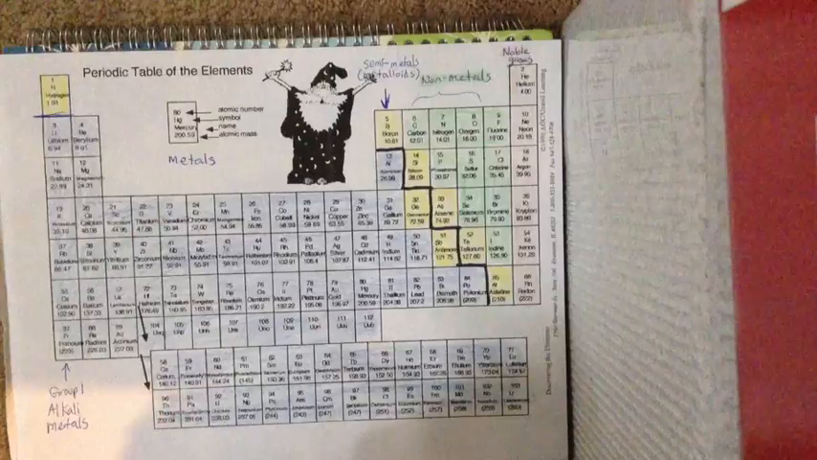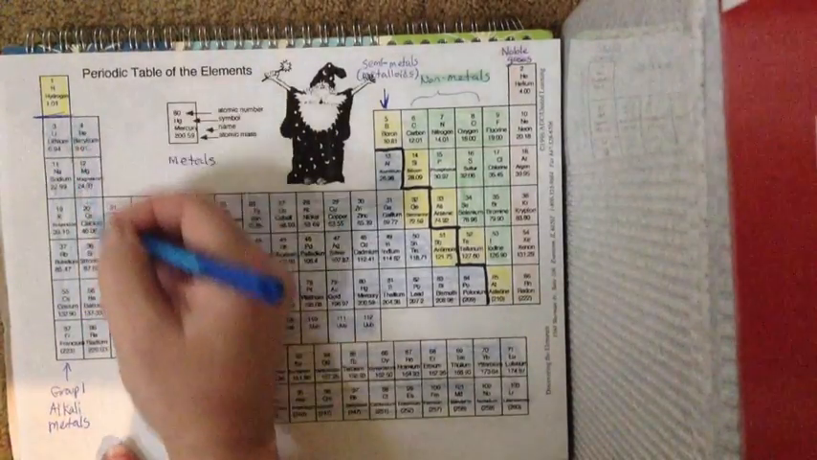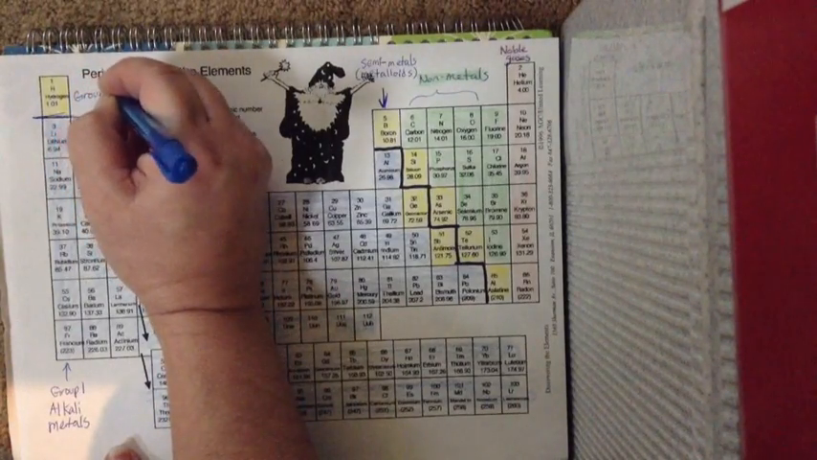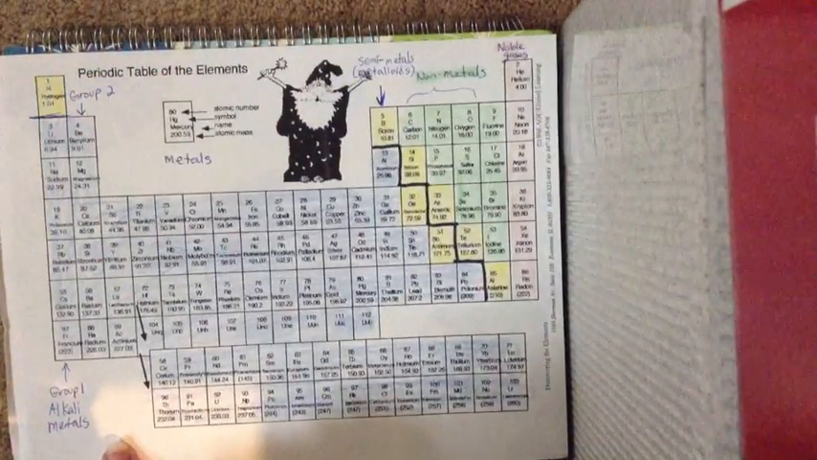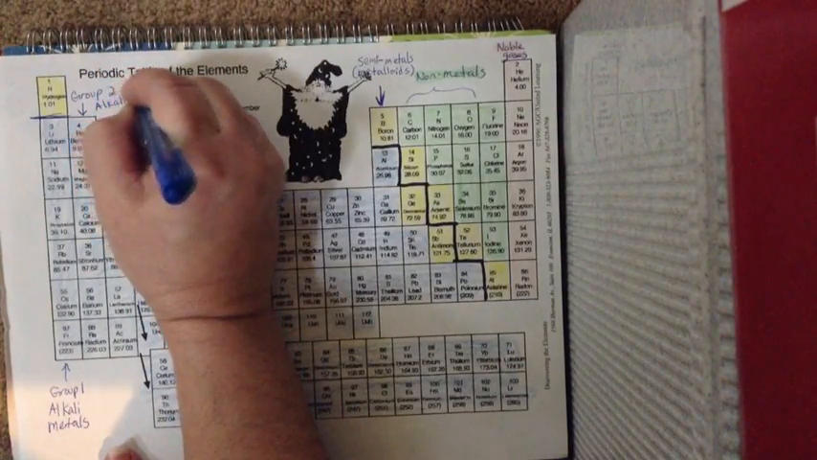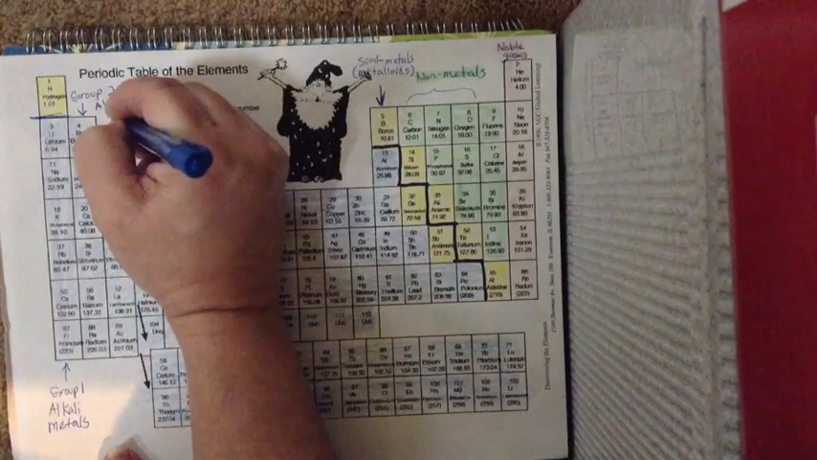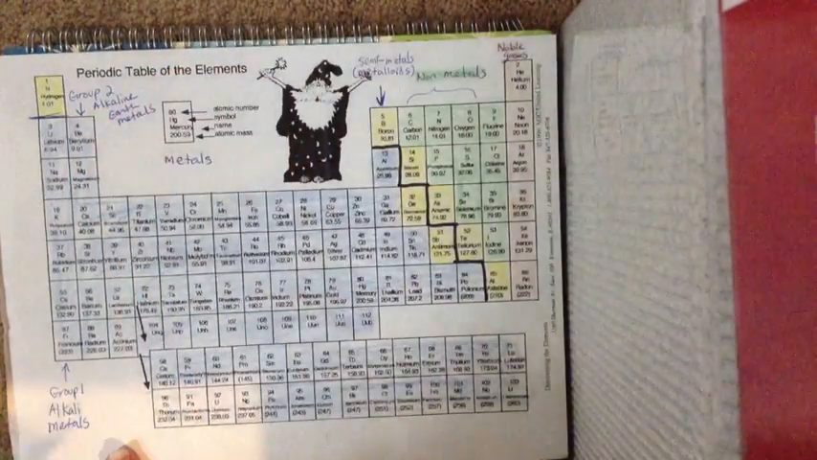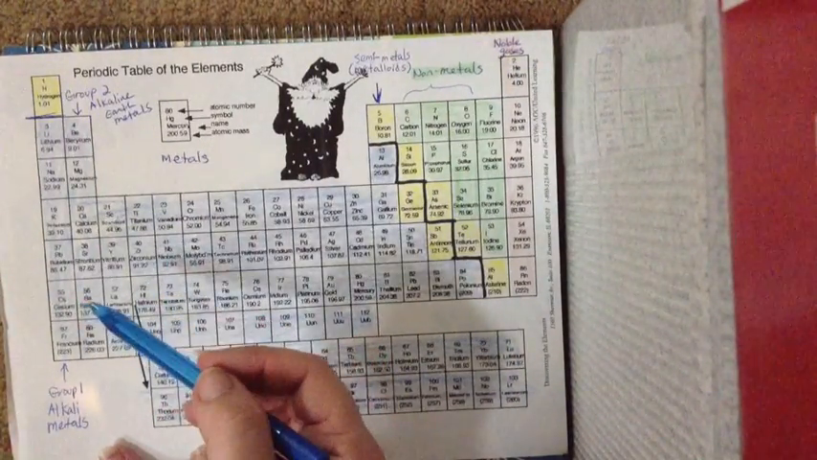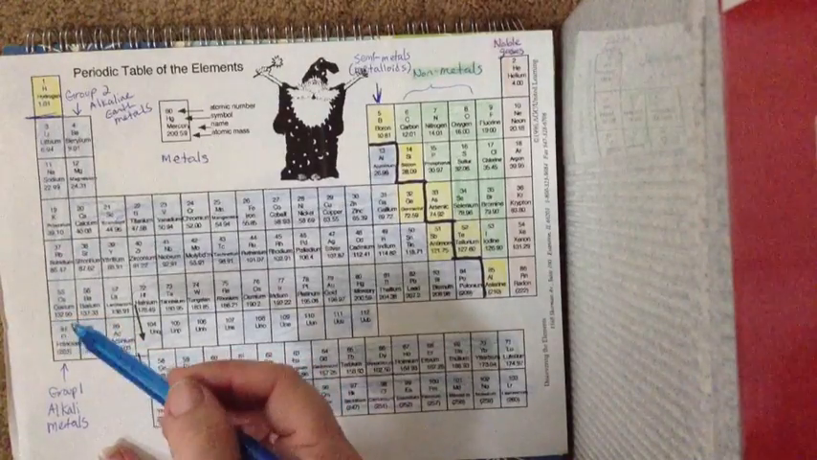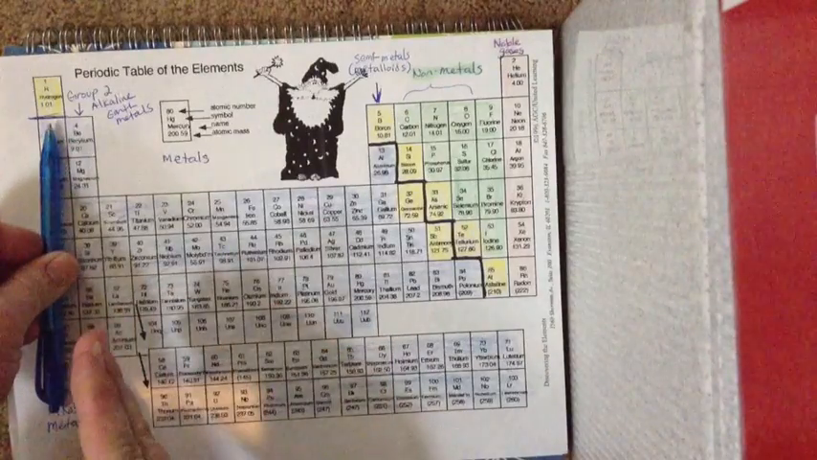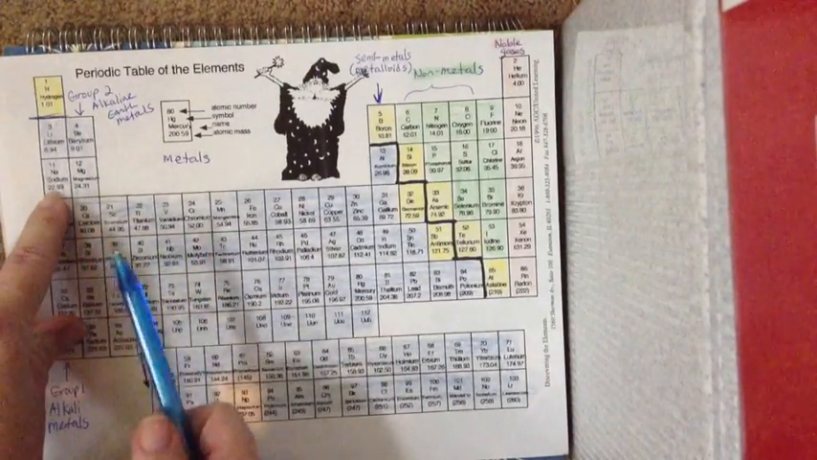Okay? And then over here, the next column over is group 2. I'm going to put that up here. Group 2. And these are called alkaline earth metals. They have properties that are similar to those in group 1, but are slightly less reactive. So these metals over here in group 1, they are the most reactive metals.